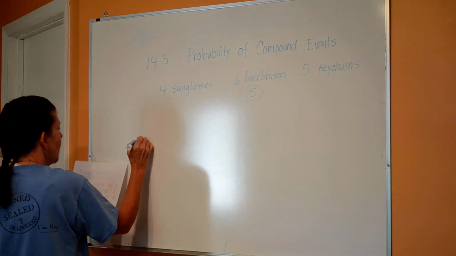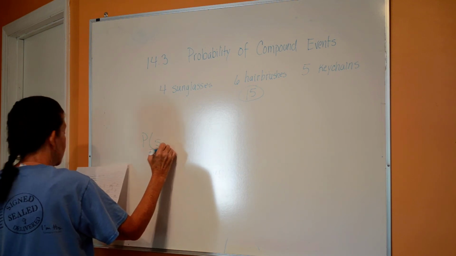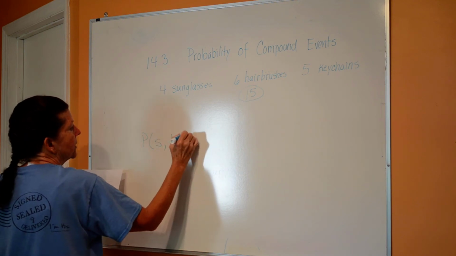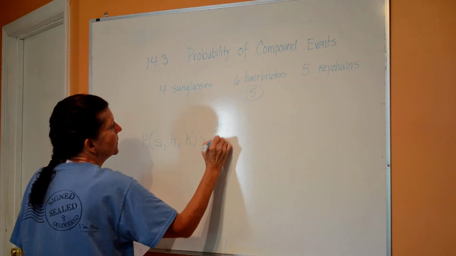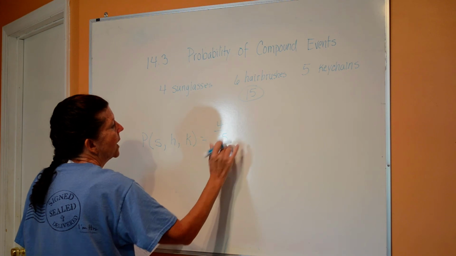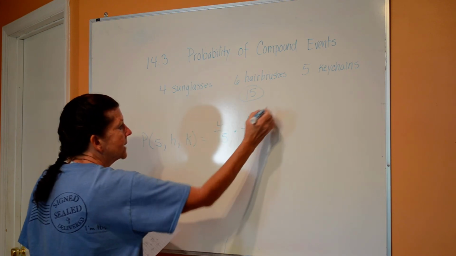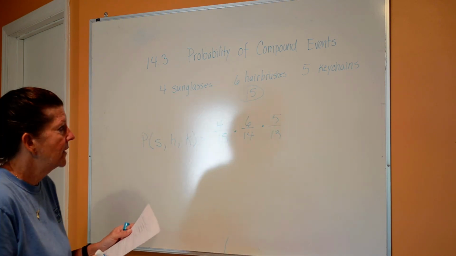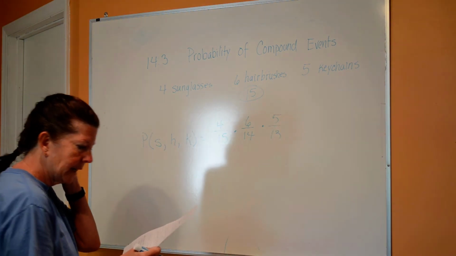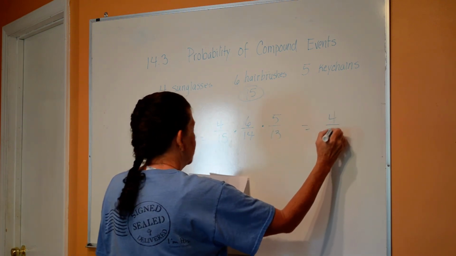And I want to know the probability that I get one sunglass, 1 hairbrush, and 1 keychain. Okay, probability of the sunglasses is 4/15 times hairbrush, 6/14 times keychain, 5/13. You would multiply that out, divide the top by the bottom, and get your answer. It's going to reduce down to 4/91.